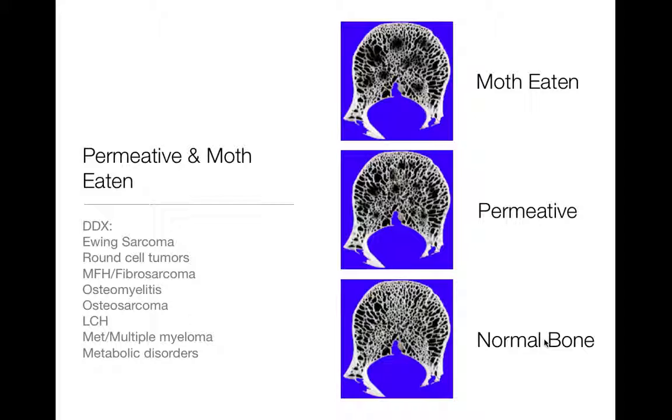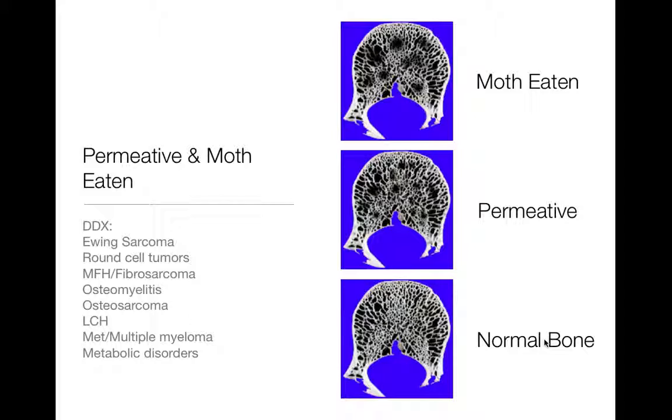The differential diagnosis for these lesions, both permeative and moth-eaten lesions, are all nasty things. So when you describe something as permeative and moth-eaten, you're going to be thinking of aggressive lesions. So Ewing sarcoma, round cell tumors, lymphoma, leukemia, all those are going to be on here, and a favorite appearance of them is diffusely growing and infiltrating throughout the bone. Again, osteomyelitis is on here. Infection can look like all kinds of things, can look very aggressive. An infiltrating osteosarcoma could look like this. Mets, multiple myeloma, again, super common.